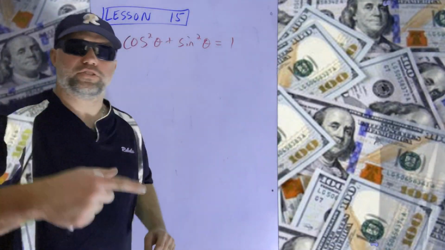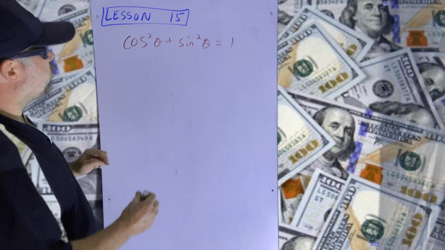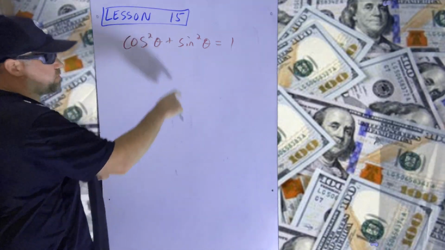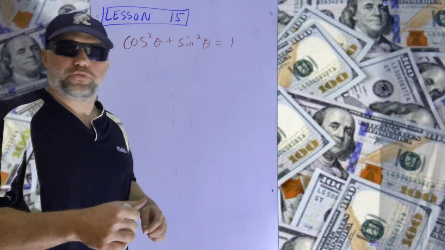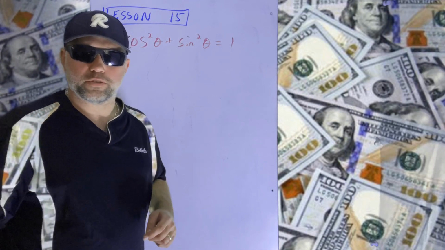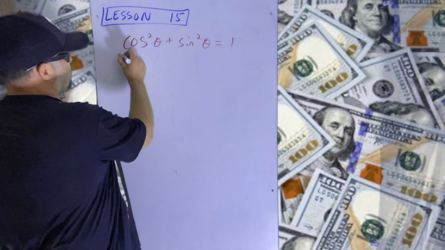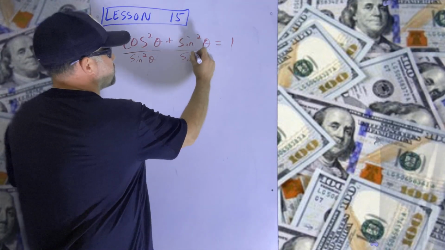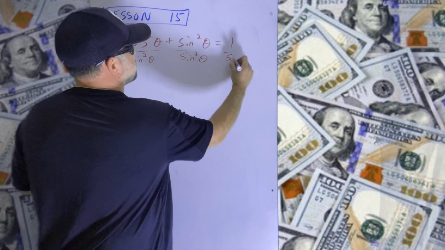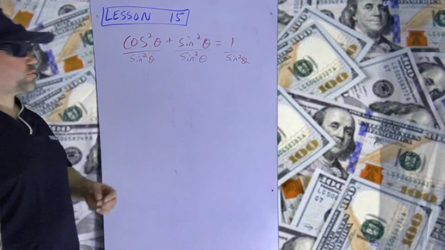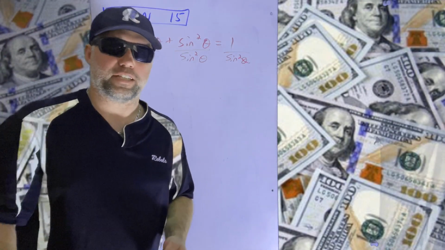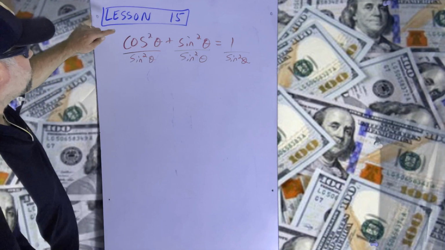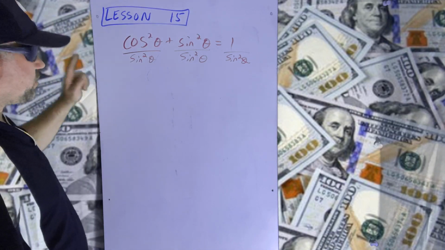So I have my original Pythagorean identity drawn back up here again. Cosine squared plus sine squared equals 1. I want to show you that there's one more manipulation we can do to it. We can take this equation and divide everything by sine squared to create a third Pythagorean identity. So cosine over sine. All right, what is that?